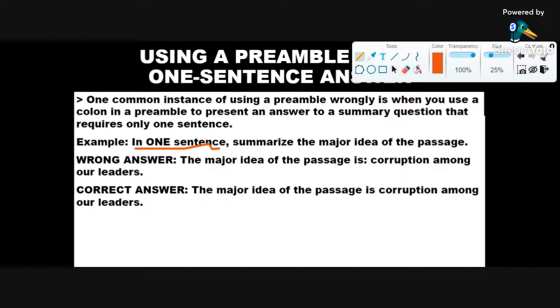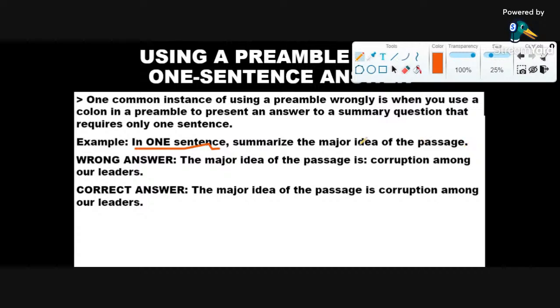If you write it in 1 sentence without a preamble, it's also acceptable. Depending on how the idea is expressed, you can simply say that there is corruption among our leaders. That is a full sentence. All right. And that summarizes the major idea of the passage. But you decide to use a preamble. Okay. In 1 sentence, summarize the major idea of the passage.